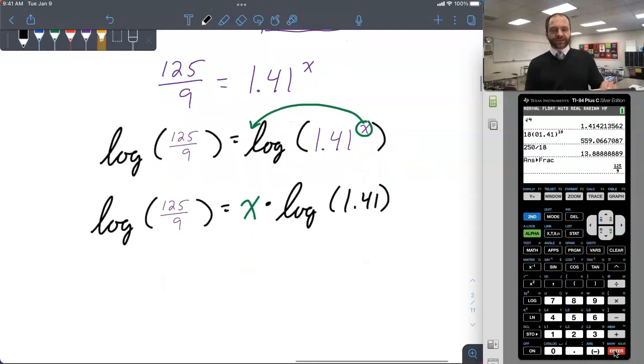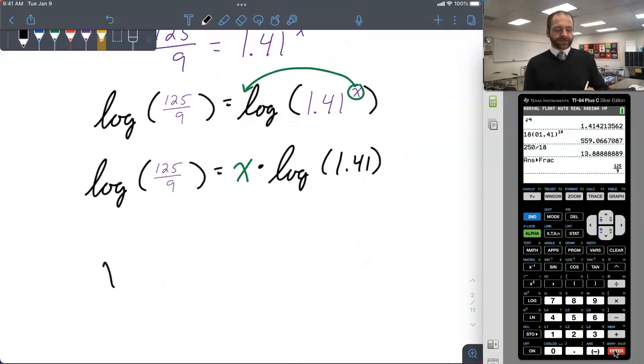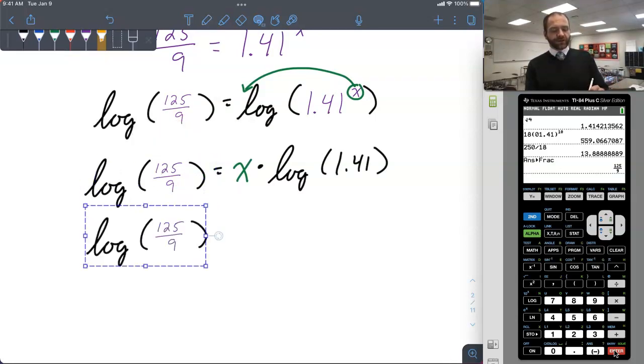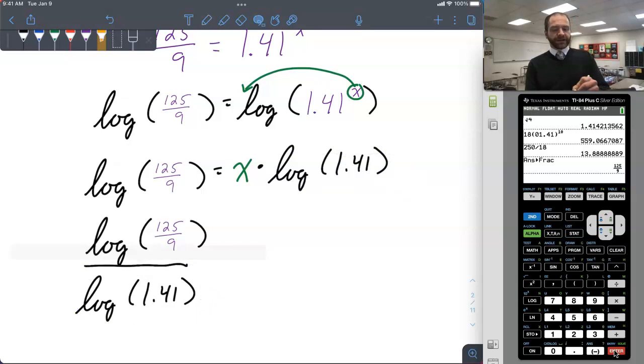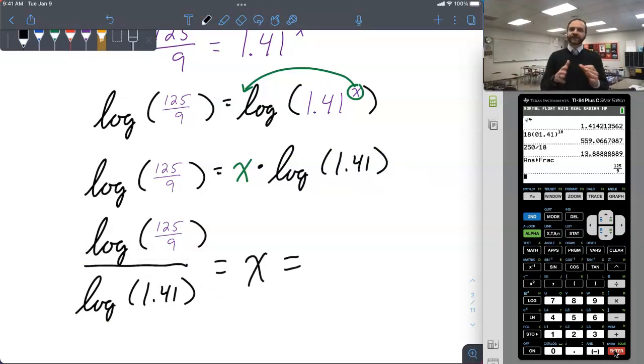Now to solve for x, I'm just going to divide. I'll keep it on the same side so you can kind of understand what I'm doing. I'm going to take my 125/9 inside the log, so log of 125/9, and I'm going to divide by my log of 1.41. And that's going to equal my x. Now don't worry, you may think this is a little bit different than the, hey, what power blank gives me blank, but it's the same.